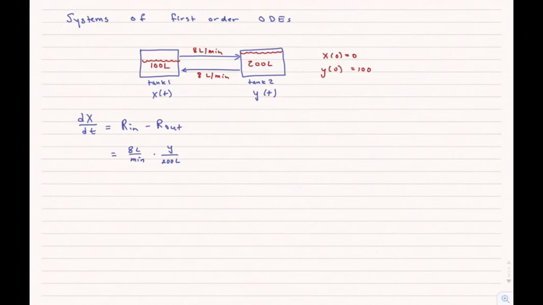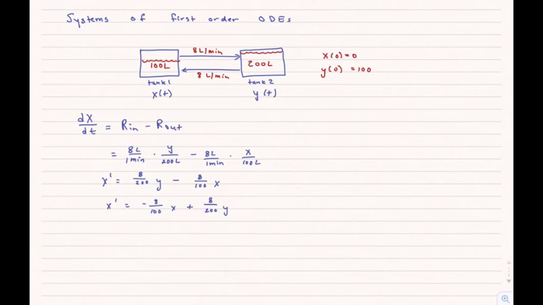Now let's look at my rate out. What's leaving the tank is still 8 liters per minute, but now it's the concentration of what's in tank 1, and that's x over 100 liters. And we would get that x prime is equal to 8 over 200 y minus 8 over 100 x. Now I'm going to rearrange that. I'm going to put the x first and then the y. The reason why I do this is it's easier to set things up in terms of matrices if I have my x and y's in order.